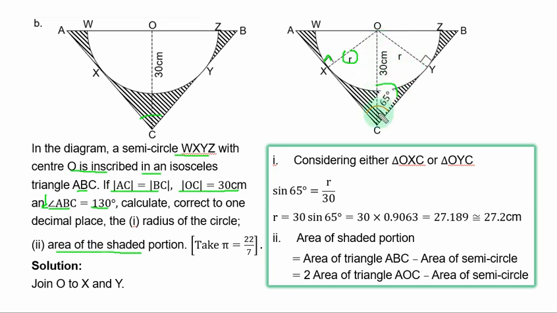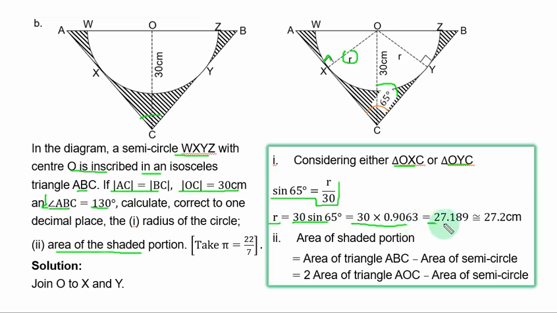The longest side facing the right angle is the hypotenuse. So considering either triangle OSC or OYC, the radius and 30 are connected using sine 65 degrees equals opposite over hypotenuse, radius over 30. If you make radius the subject, you have this result. If you simplify further, you have this.